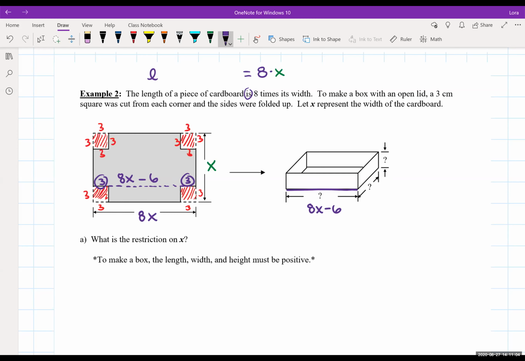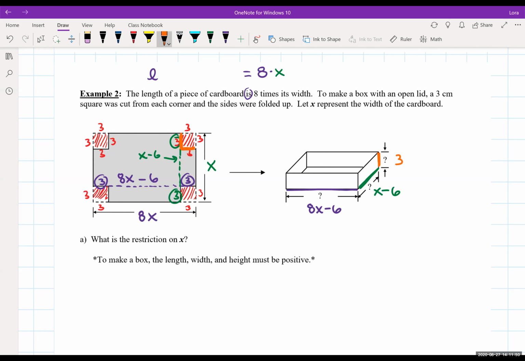Similarly, if we want to do this with the width, we start off with X, and we cut off 3 from one side and 3 from the other side. So that is also X minus 6, starting with the original width and cutting off 3 centimeters on each side. Now we've got our width labeled as X minus 6. When we fold the corners up on the box, the side of the square ends up being the height. That, my friends, is 3 centimeters.